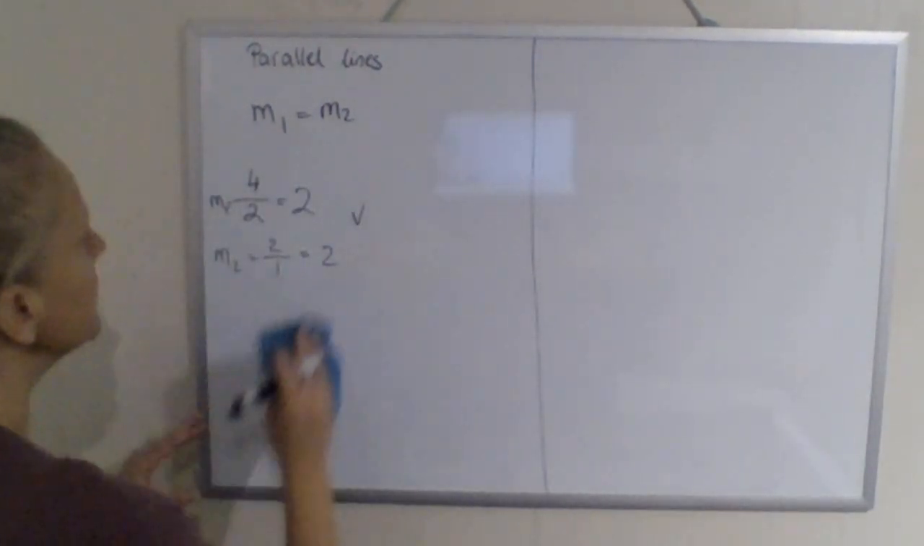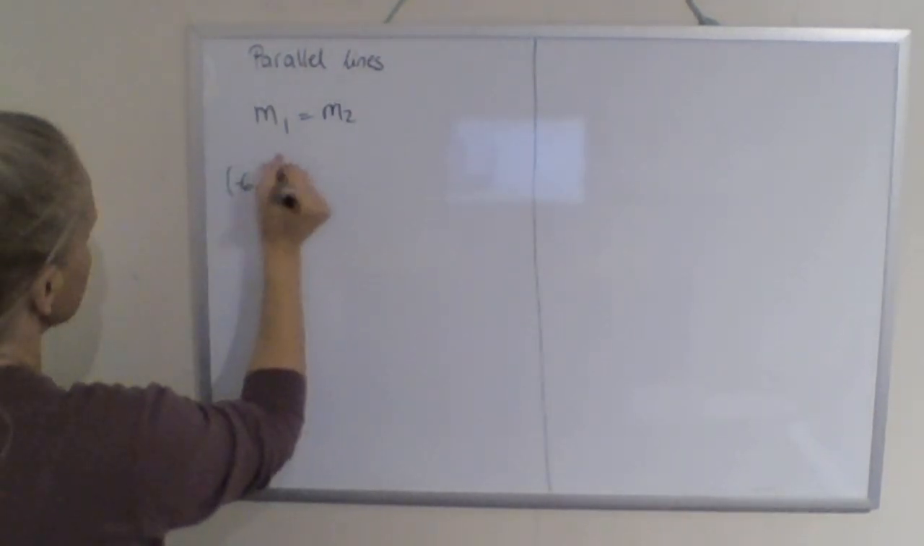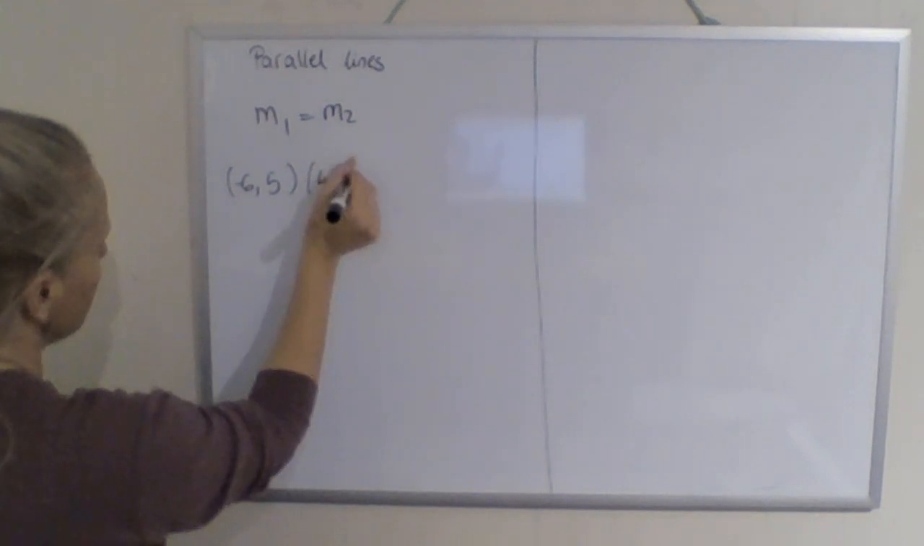Example 4, on the same page, after example 3, it gives you 3 lines. And we're going to do the exact same thing. Let me write the points down. -6, 5. And then -4, 0. -4, 0.